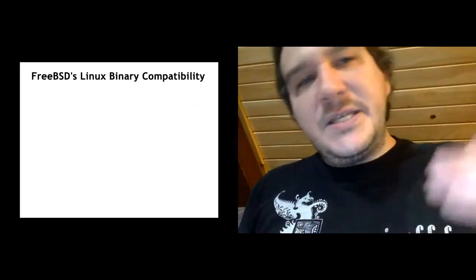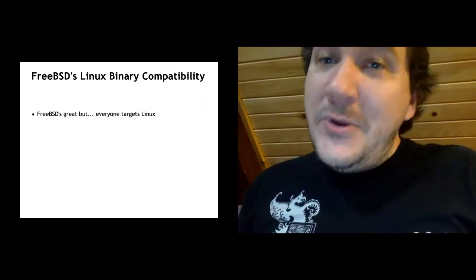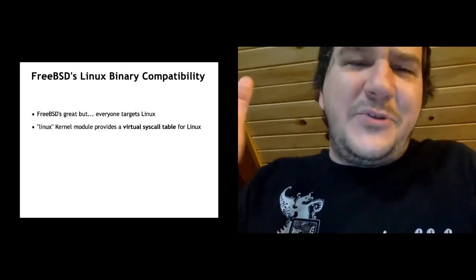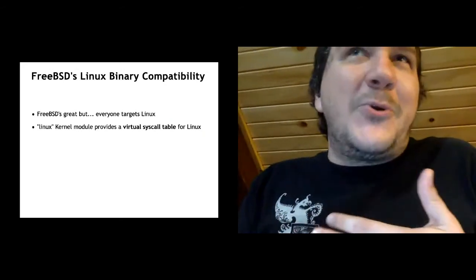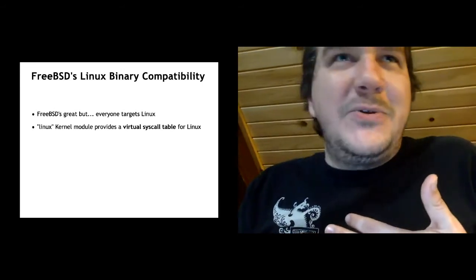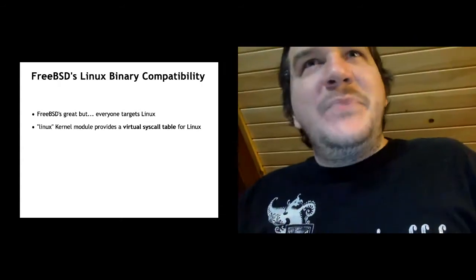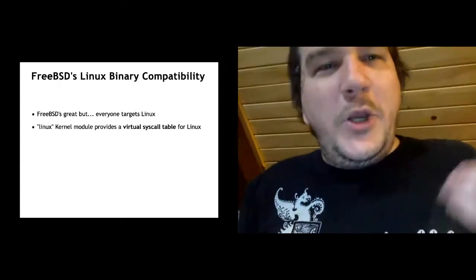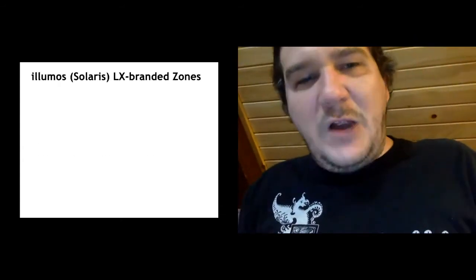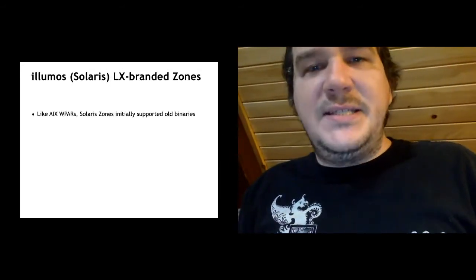We don't have time for this. FreeBSD can do Linux binary compatibility because you need that. Linux is the de facto standard. This is why Microsoft has Linux containers on Windows and the Windows Subsystem for Linux. Whether you like Linux or not, so much software is written for it that you have to be able to support it. So this sort of goes over how FreeBSD supports it. Illumos is what we call Solaris these days.